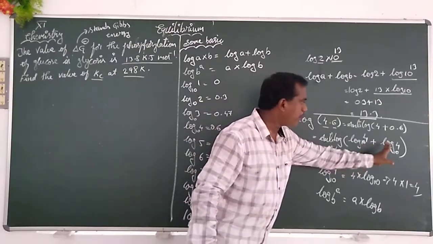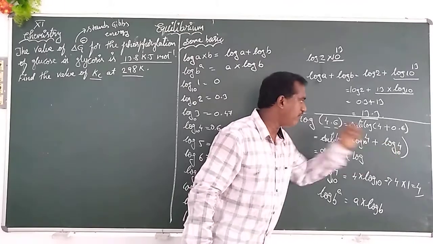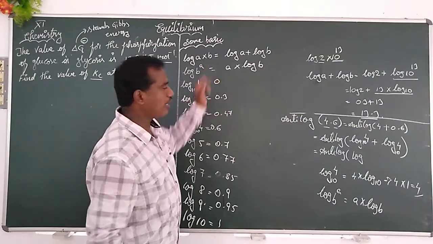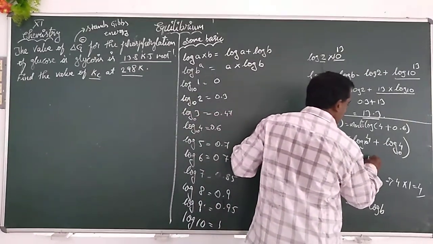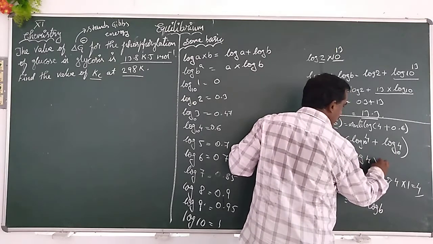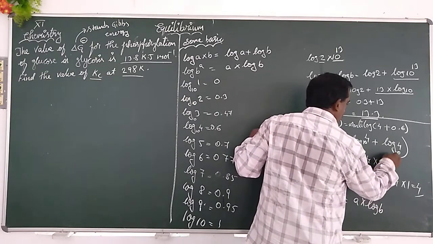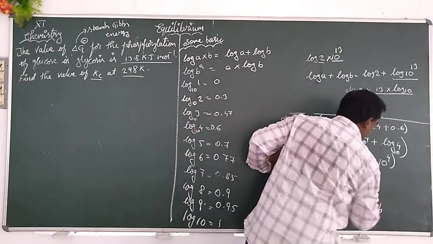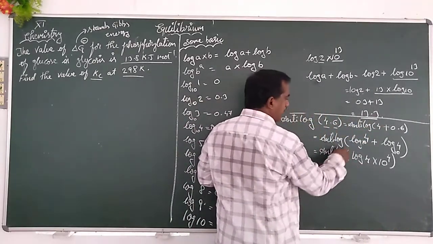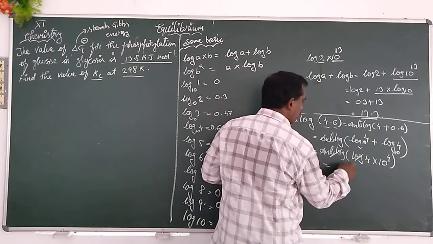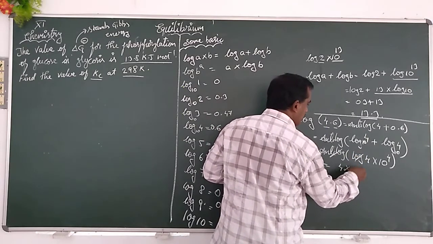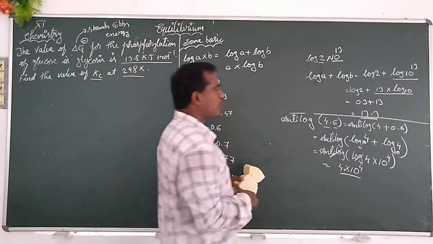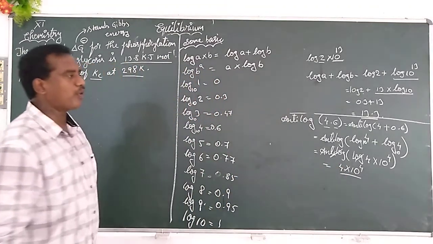Log a plus log b format we have. So we are writing this one as log a into b, or I would like to say log 4 into 10 to the power of 4. I am bringing the part forward. The anti-log and log cancel out each other, and it is equal to 4 into 10 to the power of 4.